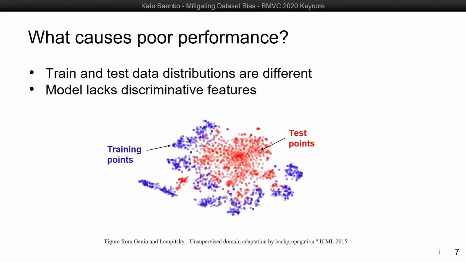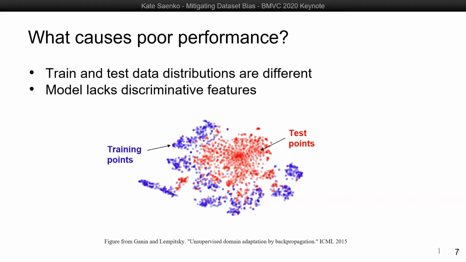So what causes poor performance in domain bias situations? There are two main reasons. The first is that the training and test data distributions are different. You can see in this example where the blue points are from one digit domain and are used to train the model, and then that model is used to extract these features, which we visualize as a t-SNE embedding. And then the features in red are those extracted from a new domain of digits. So you can see that the two distributions are, in fact, very distinct.